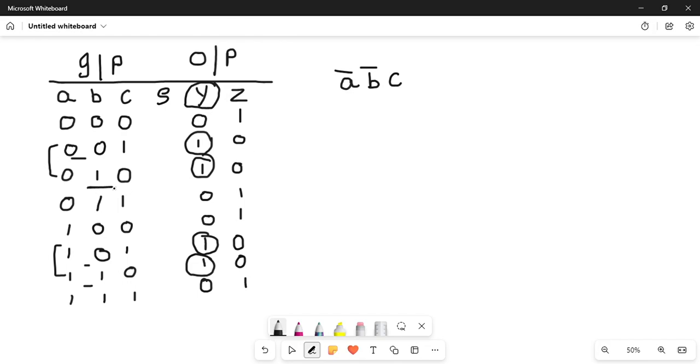And if I write 0, 1, 0 in terms of this, I can write it as A bar, B, C bar, okay? And 1, 0, 1, it is nothing but A, B bar, C. And if I write 1, 1, 0 in terms of this, it is nothing but A, B and C bar, right?